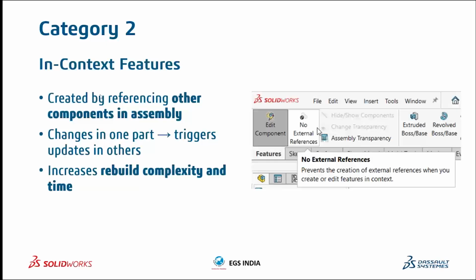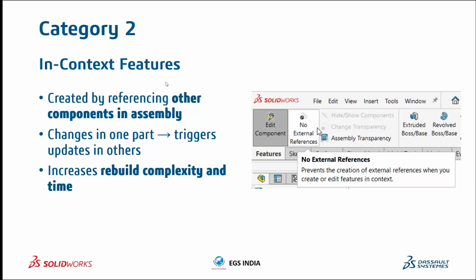The first option in that is going to be the in-context features. So when you're trying to create a top-down assembly or when you're trying to refer to existing components and create geometry, for example, let's say that you're creating a base plate for an existing member, then we'll need to know the location of the existing member so that you can create a respective base plate. But over here, you can see there's an option called no external references. So this prevents the creation of external references when you create or edit features in the assembly.